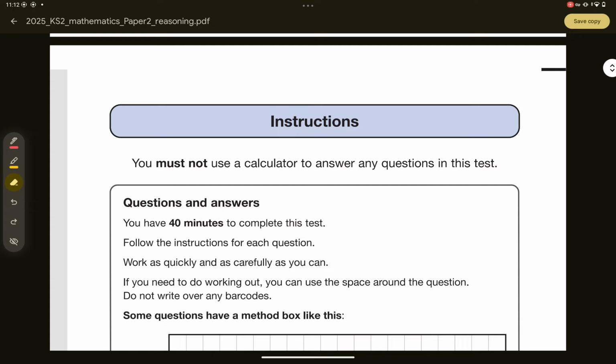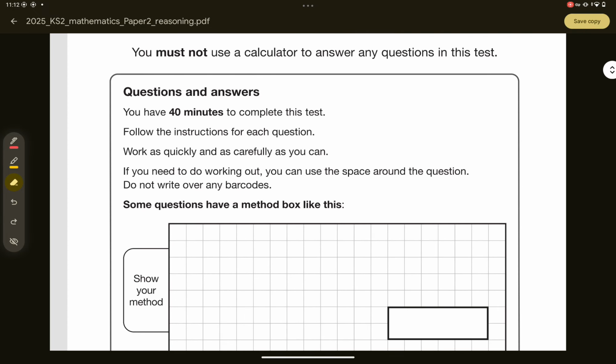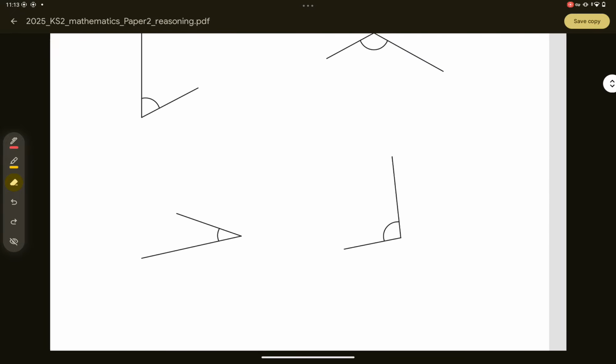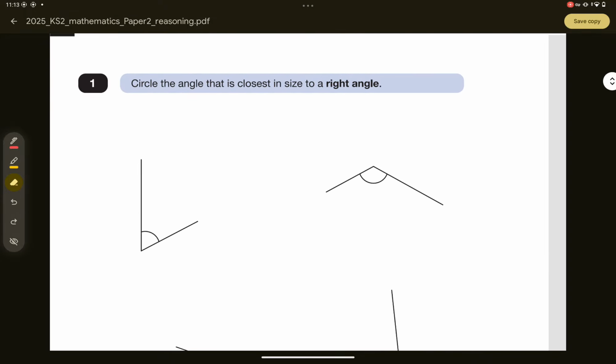Okay, the teacher or examiner in this case would read this out to you, but we're not doing a real test, so why should we? Question 1. Circle the angle that is closest in size to a right angle.